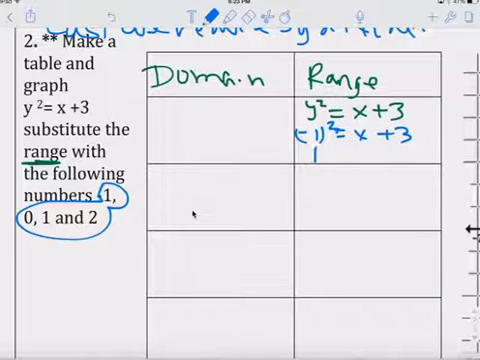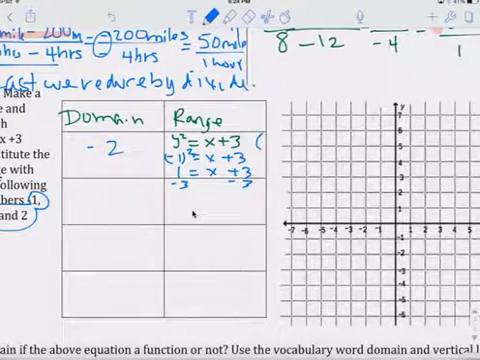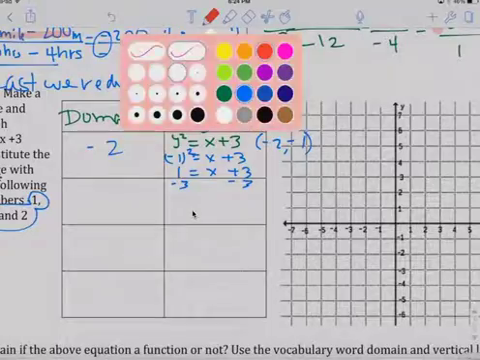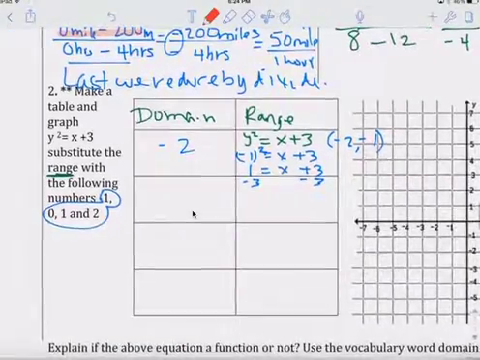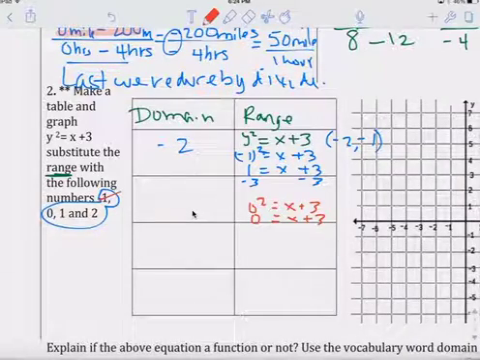Okay, that gives you 1 equals x plus 3. You minus 3. X is -2. So your ordered pair is -2, -1. Okay. The next number is 0. 0 squared equals x plus 3. 0 equals x plus 3. You subtract 3, you get -3. So -3, 0.